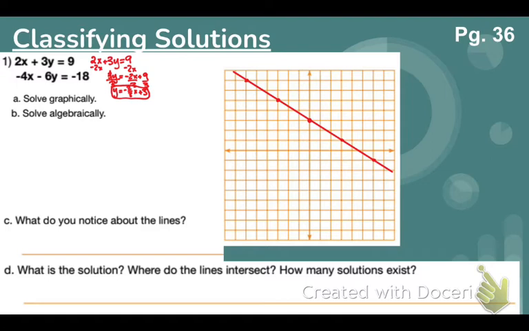And then I'm going to want to do the exact same thing for that bottom equation. I want to put that into y equals mx plus b form as well. So what do I do first? Yeah, so we want to move that x. We're going to add 4x.